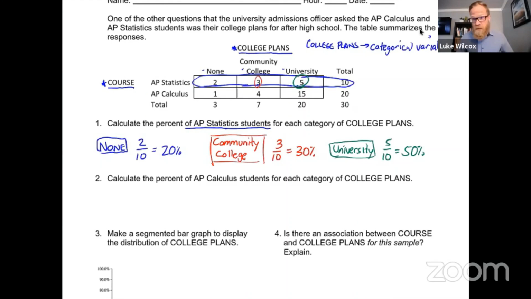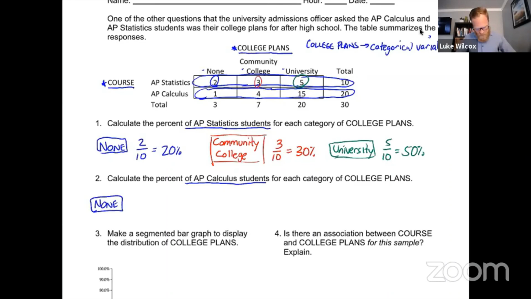So as a quick check here, we can make sure they add up to 100%. And sure enough, 20 plus 30 plus 50 is going to get us there. So we're all good on that. All right, let's move to number 2, which is now to calculate the percent of AP Calculus students for each category of college plans. So now we are only dealing with the AP Calculus students, which is the second row in this table. And we want to find the percent within each category.